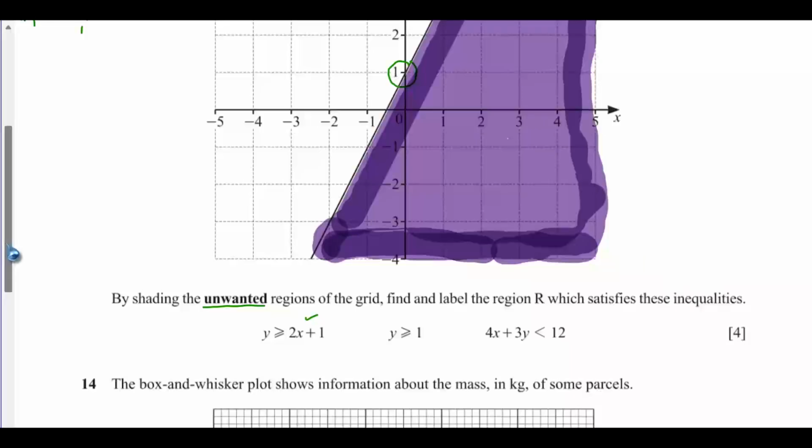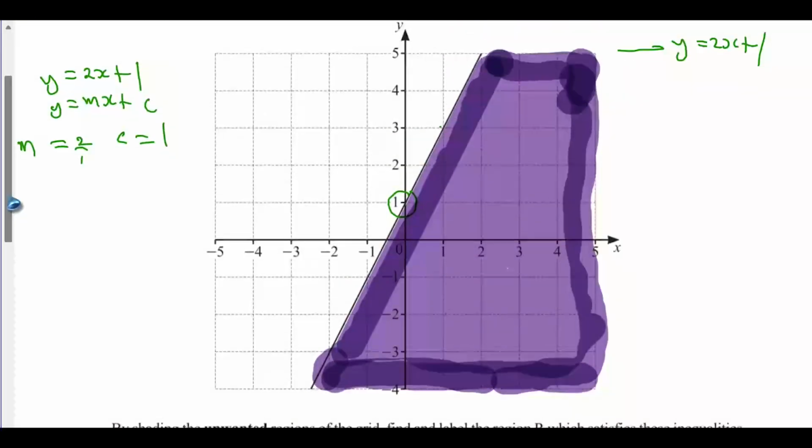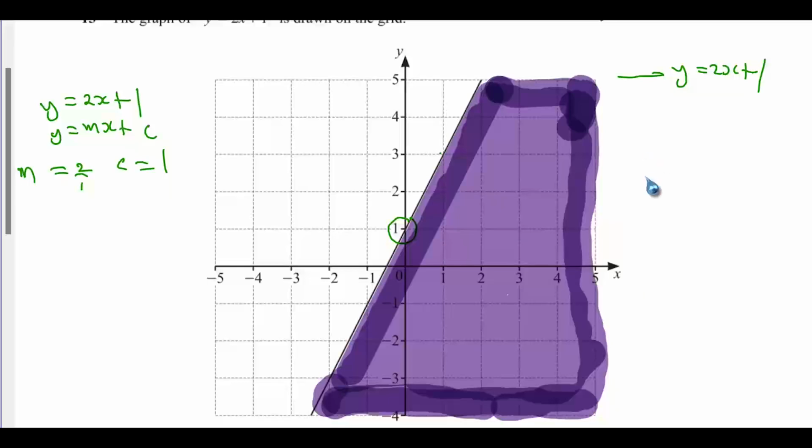So this will be y greater than or equals to 1. So you can do y equals to 1. Let's draw that line. So y equals to 1 will be here. You draw this line like this. The wanted area will be above the line as the numbers are greater than 1, as y is greater than 1 there. So the unwanted will be below the line.